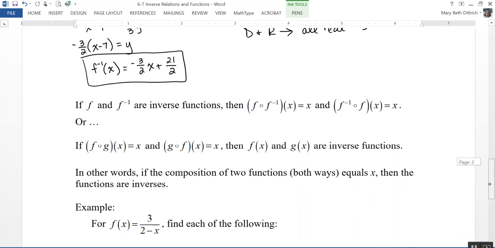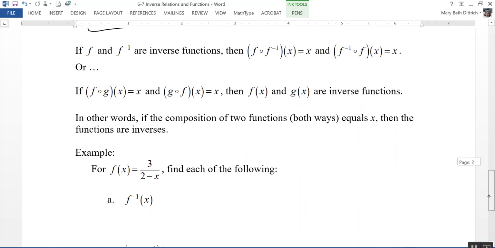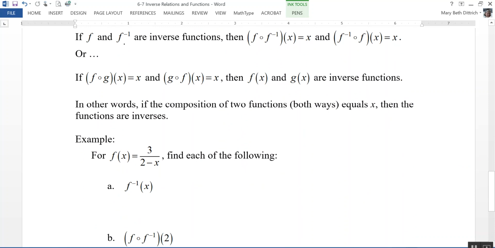Okay, this is a little confusing. So this says if f and the inverse of f are inverse functions, then f of the inverse of f of x is equal to x, and the inverse of f of f of x is equal to x. That's the notation your textbook uses. I find that a little confusing. Let me show you another notation that I'm more familiar with.